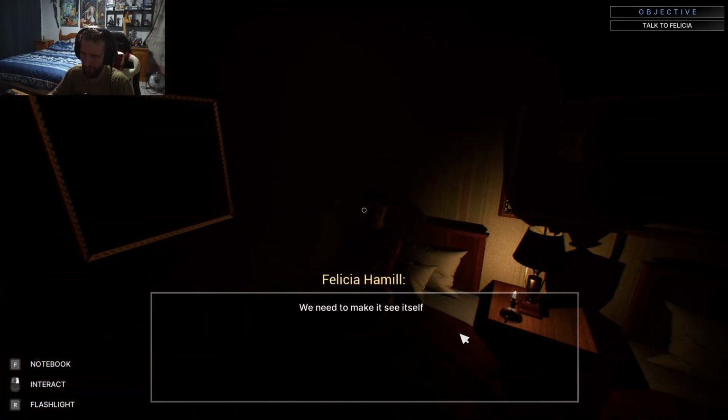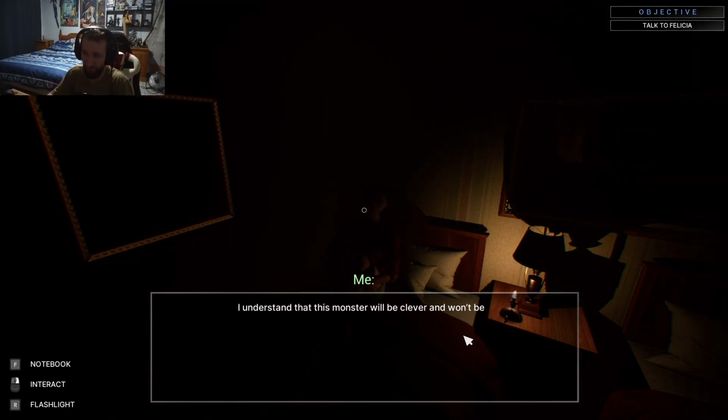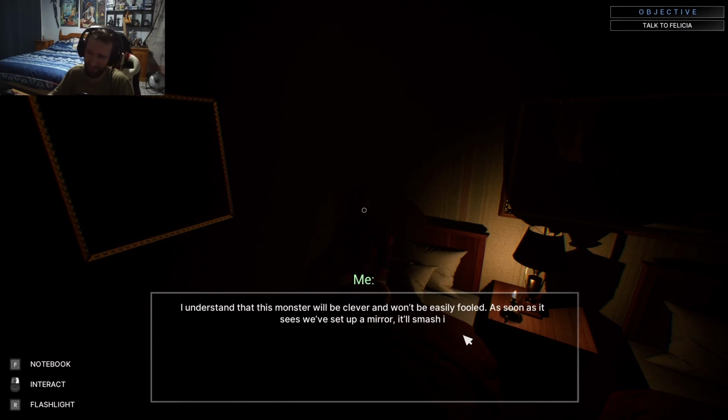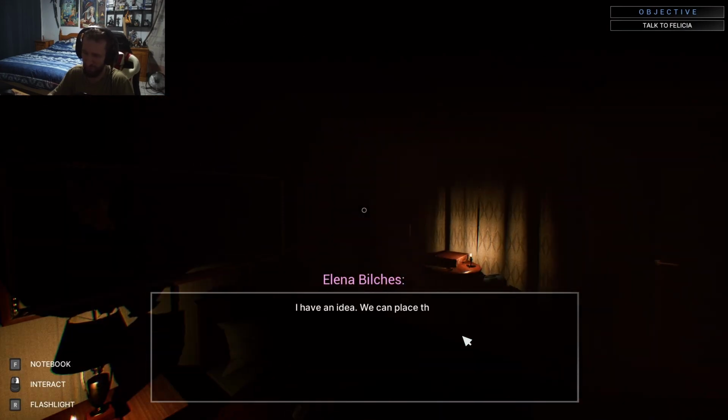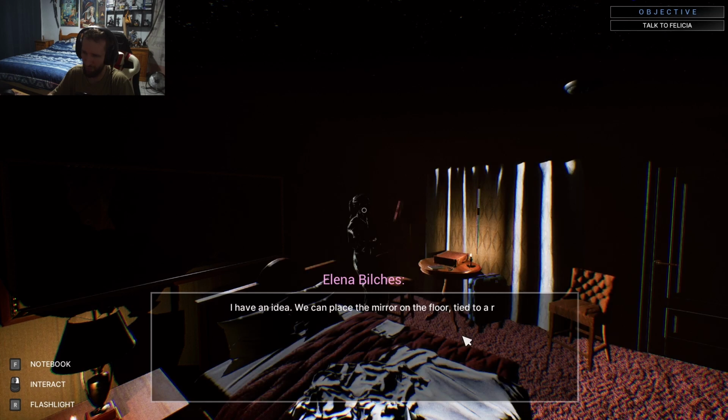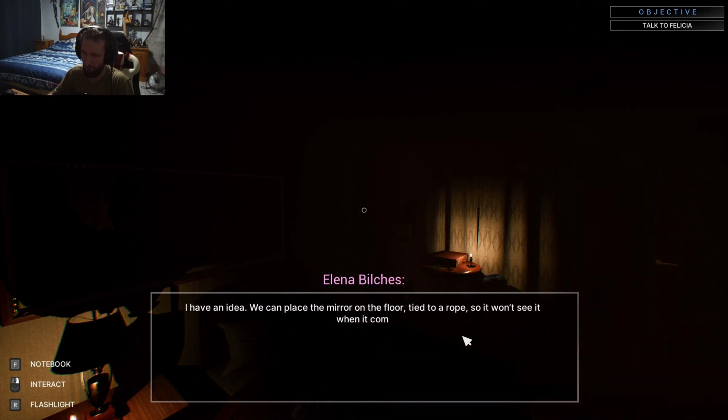We need to make it see itself to trap it. Any ideas? I understand that this monster will be clever and won't be easily fooled. As soon as it sees we've set up a trap, it'll smash it. I have an idea. We place the mirror on the floor. Tie the rope so it won't see it.